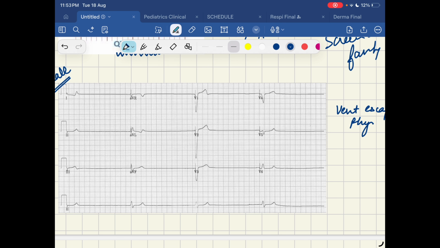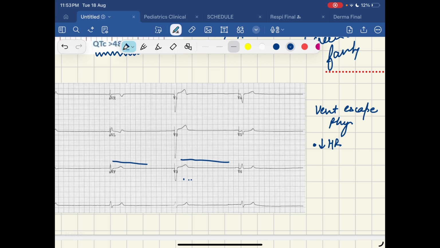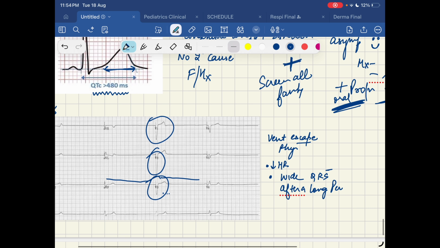Another thing is, after a very long pause, see, there is a pause, this is normal, and after a long pause, the QRS is a little weird. Don't you think the QRS is wide? So there is a wide QRS which occurs after a long period, right? So it looks like the ventricle is trying to escape. It's not beating properly, it's just coming late, and whenever it's coming late, it's taking a lot of time. So it's like a lazy ventricle. And why does this happen? Why is our ventricle kind of lazy?